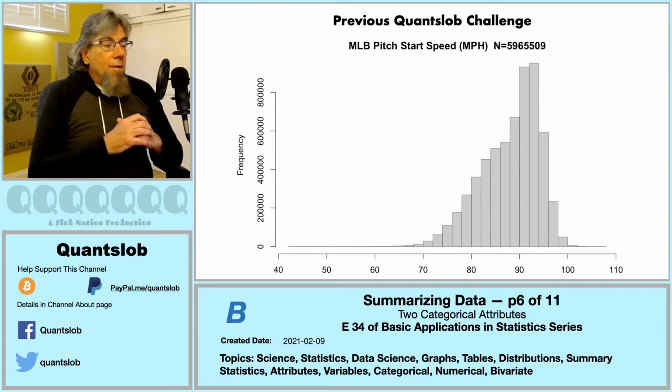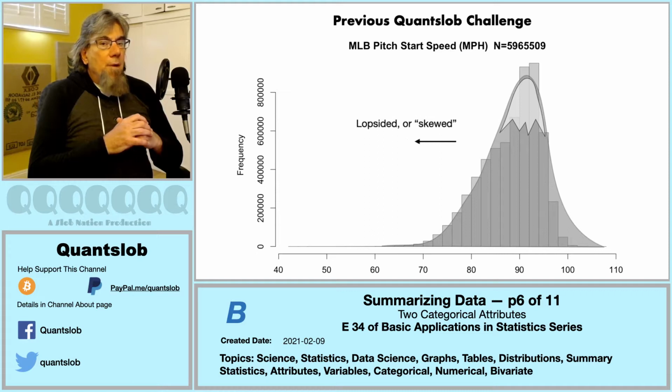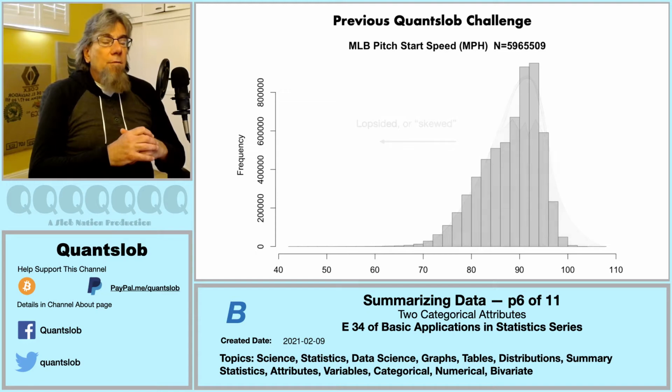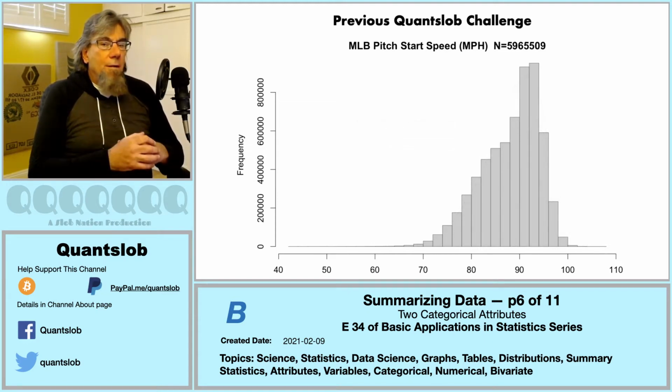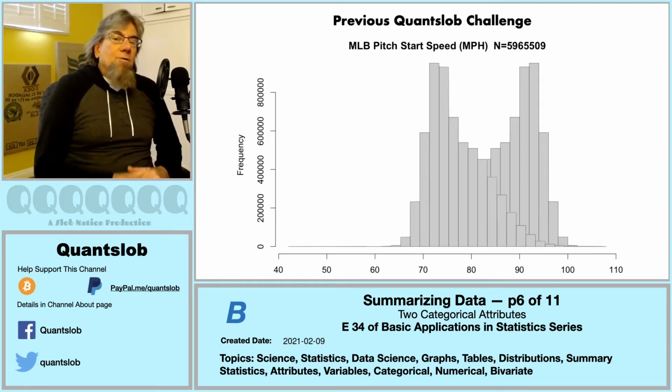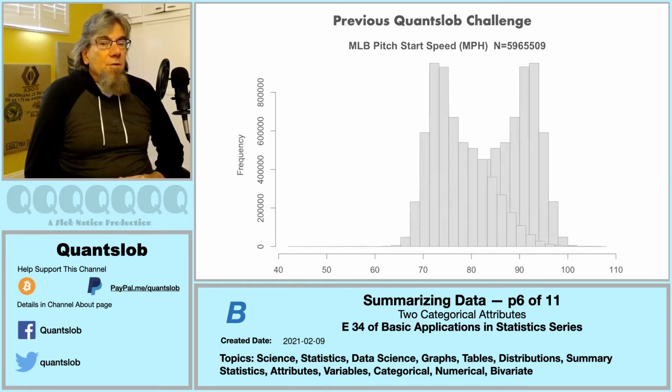How about like a cartoon mountain? A mountain that is really steep and lopsided. Lopsided or skewed, skewed out towards the left. Or even more abstractly yet, we could simply say that it is asymmetrical, meaning that it doesn't look like its mirror image.